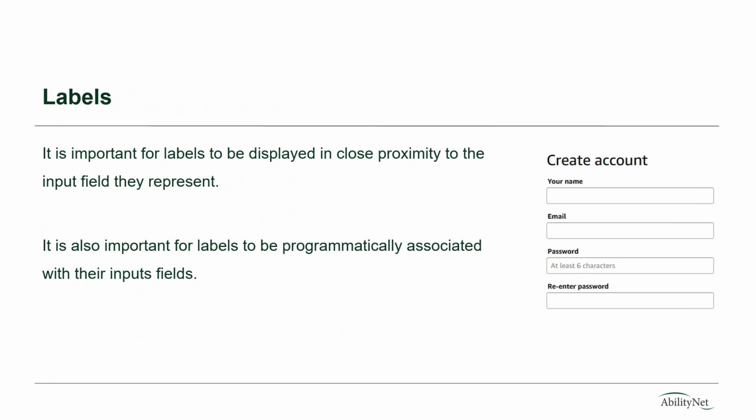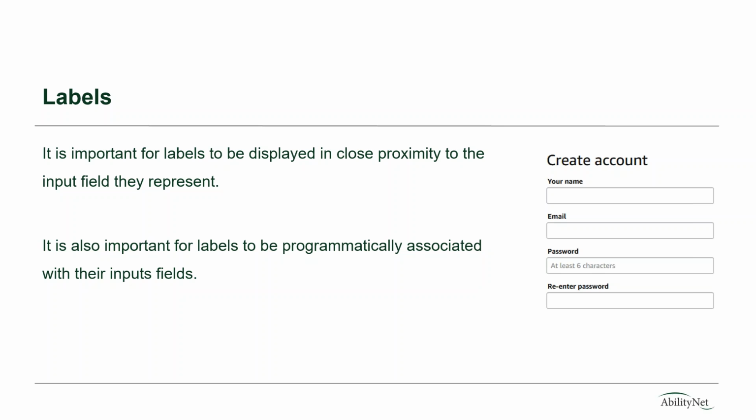Now, it's important for labels to be displayed in close proximity to the input field they represent. So we can see here on the right hand side, we've got the labels immediately above the input field. The reason is that sighted users benefit from that close proximity. It's easy to associate the label with the input field, but also users of screen magnification software, as they zoom in, any white space on the screen is magnified as well as all the content. And that means the larger the space between the label and the input field, the greater the distance for magnification users when they zoom in.